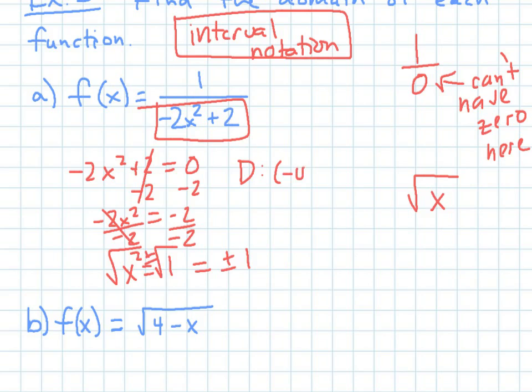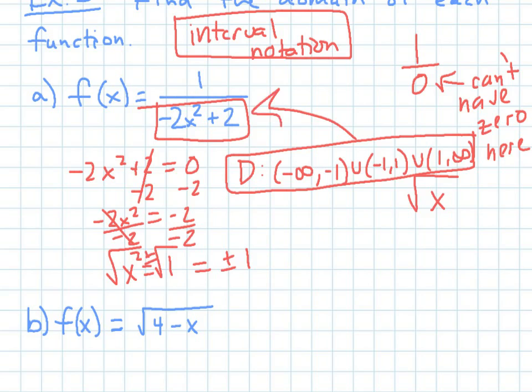So I could say negative infinity to negative 1 is okay. I'm not going to include it, so that's why I'm putting a parenthesis there. I can also go from negative 1 to 1, because all of those values are okay. And then, oh, I forgot, when you're doing multiple intervals, remember that you want to have your union signs, because they're like the union of all of these intervals. So negative 1 to 1, and then also the interval from 1 to infinity. Okay, so that would be an answer for letter A.